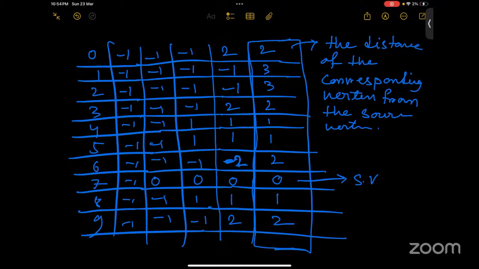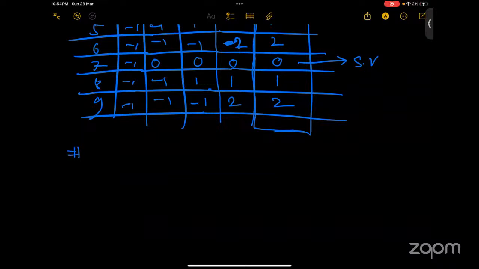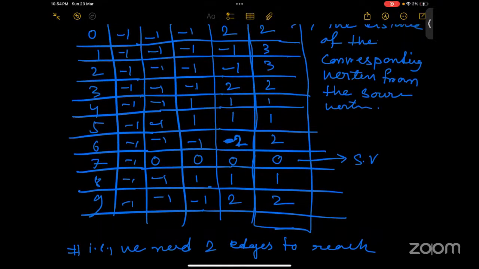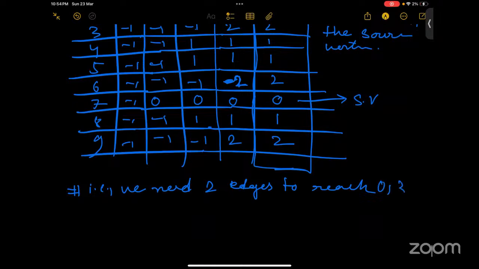Similarly for 3, we can write it as a remark maybe. So that is, we need 2 edges to reach 3, 0, 6 and 9 from the source. That is 7 here, right?